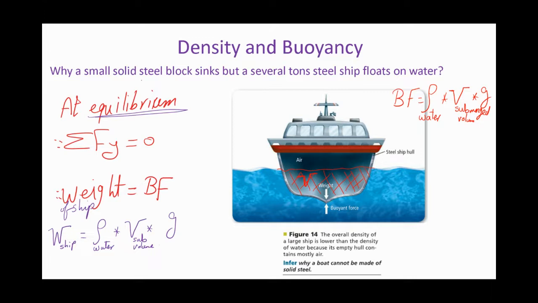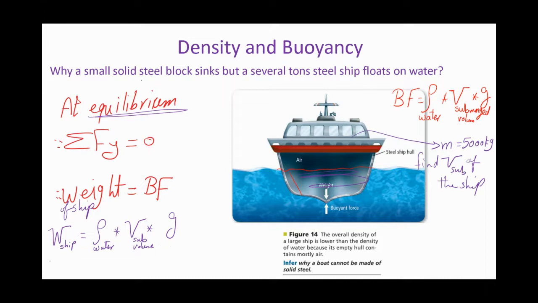So let me make a problem so we can solve it. A ship with a mass of 5,000 kilogram is in the water. Find the submerged volume of the ship. Find the volume of the ship under the water. Very easy. We have the equation here. The weight of the ship equals rho Vg.